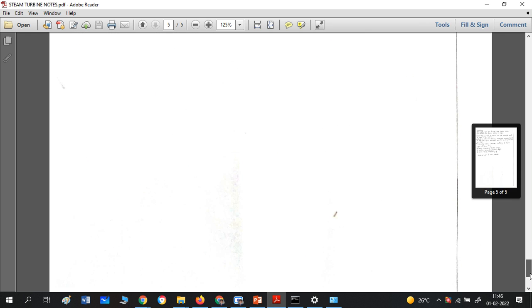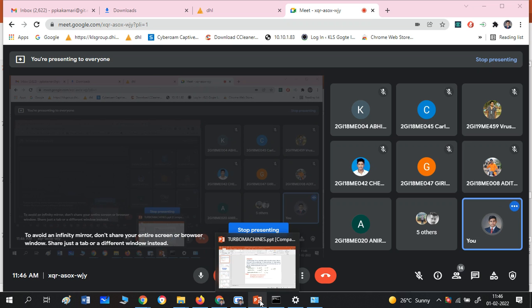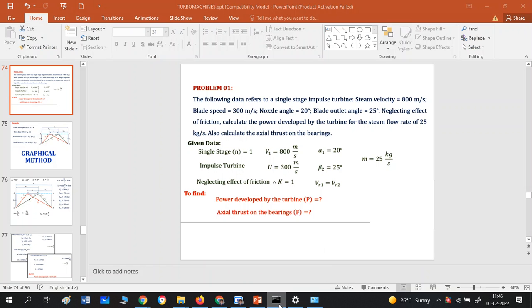So compounding is done. Now the theory part is over, and we'll come to the problem part. I request everyone to take a paper and pen, or a compass box with a protractor, a divider, and a pencil, all the geometry box equipment, so that you can practice how to draw the velocity triangle using graphical methods on the actual scale.